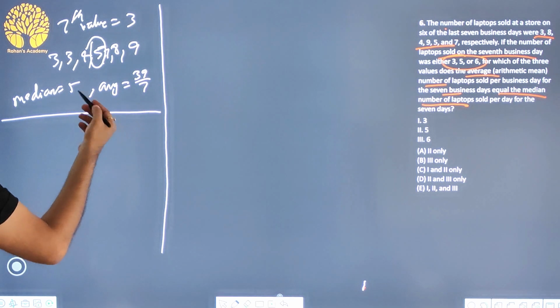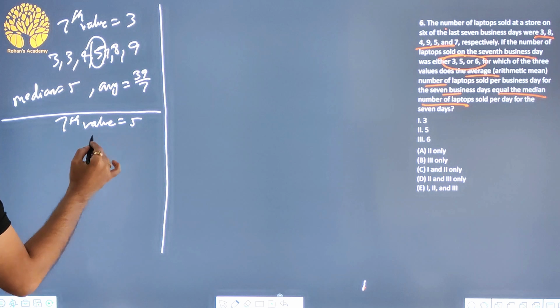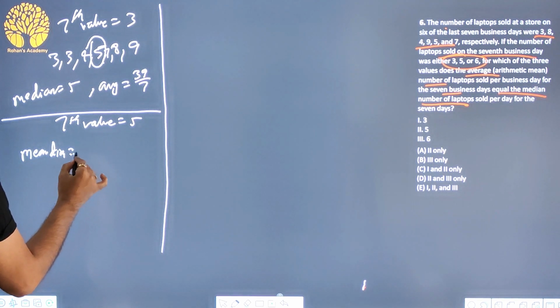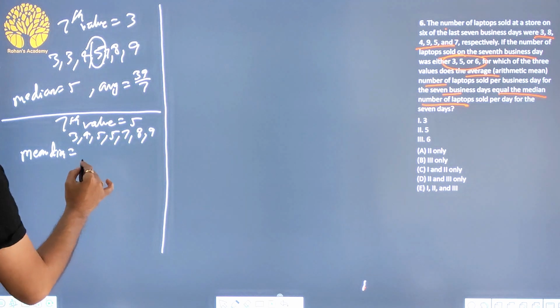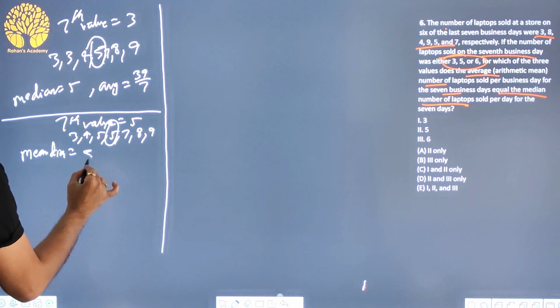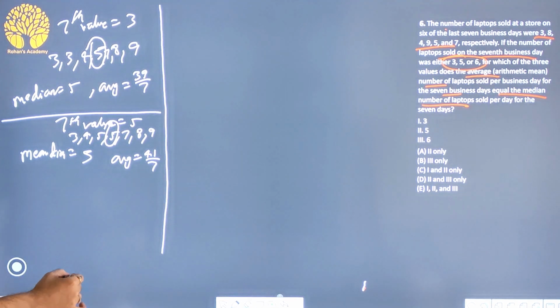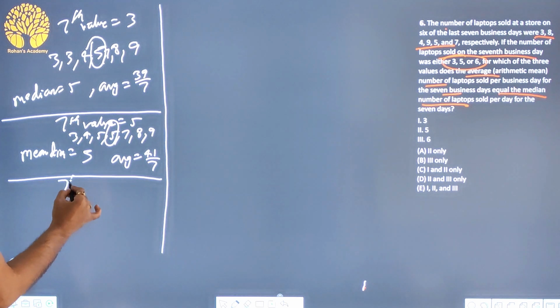Okay, similarly, now if you take the 7th value as 5, again if you look at the median, the values are 3, 4, 5, 5, 7, 8, 9. Median will still remain 5. Average will become 41 by 7. Again, not 5.